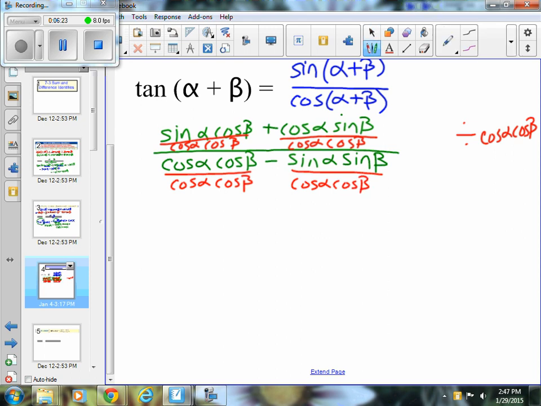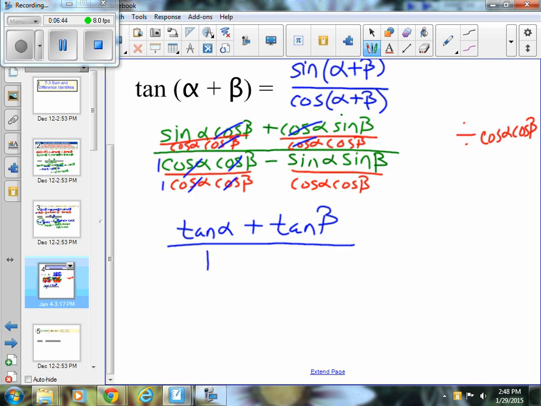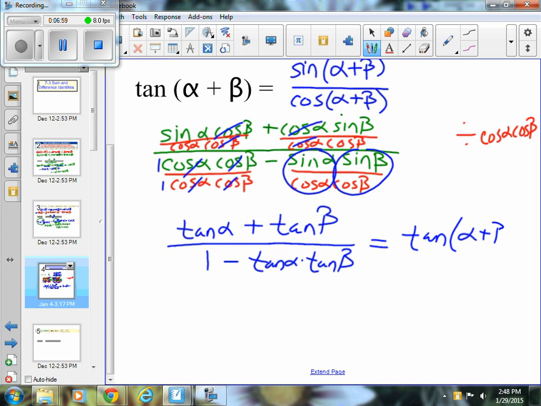So for the first one, the cosine betas cancel. So you're left with sine alpha over cosine alpha. Well, that's just tangent of alpha. Plus, in the next one, the cosine alphas cancel. You're left with sine beta over cosine beta. Well, that's just tangent of beta. And then over, everything cancels there, which leaves a factor of 1 minus. Nothing cancels, but look at these two products. Sine alpha over cosine alpha, that's tangent of alpha, and then times tangent of beta. So that's our formula for the sum of two angles for tangent.